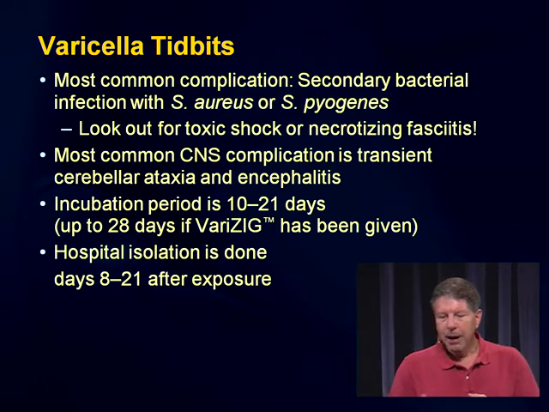Okay, the most common complication is going to be some kind of secondary bacterial infection, either with staph or strep, but most commonly it's going to be strep if they get toxic shock syndrome. So if they get toxic shock, it's probably strep that's the problem. They can definitely get skin infection, superinfection with staph, okay, but the toxic shock most likely is going to be due to strep. Remember the transient cerebellar ataxia that occurs with this, so they get wobbly.